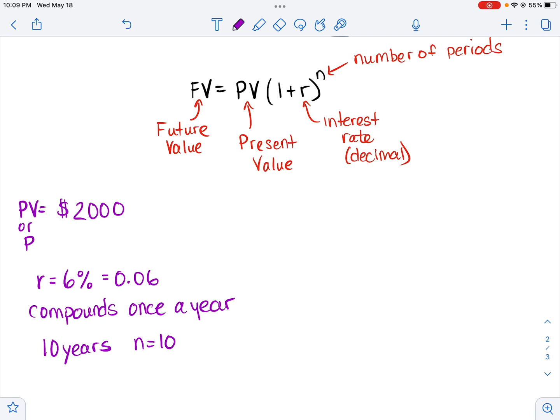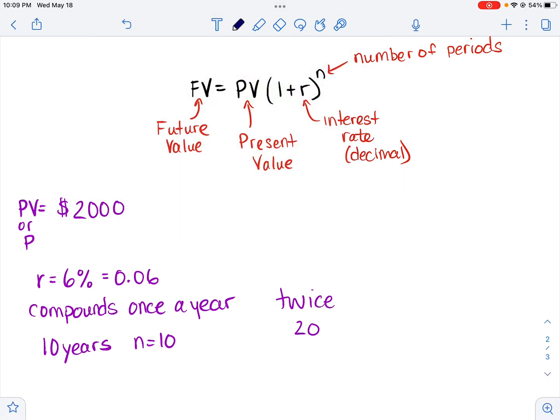So if it compounded twice a year, so let's say instead of once a year, it was going to be twice a year. In 10 years, it would actually compound 20 times, which would just mean like, after 6 months go by, it would check, oh, let's dump your interest in. And then after another 6 months, it would be like, ooh, let's add some interest.